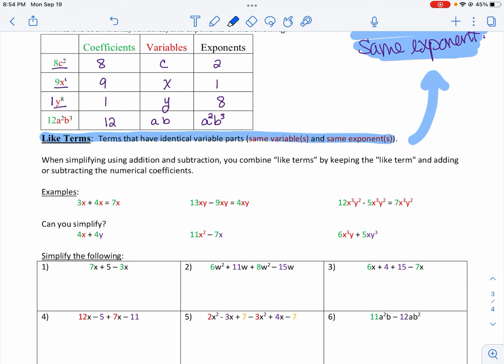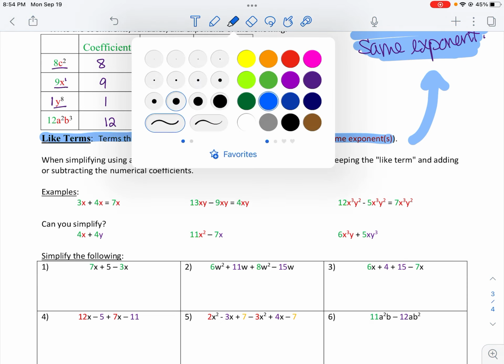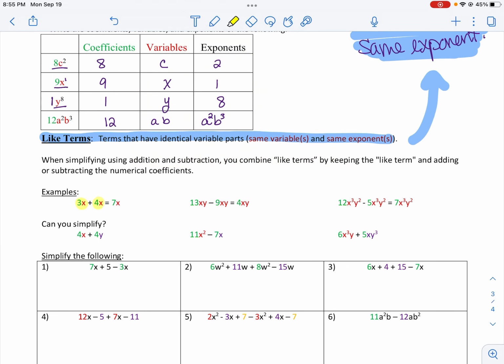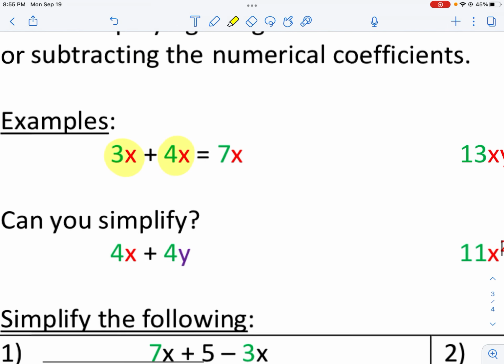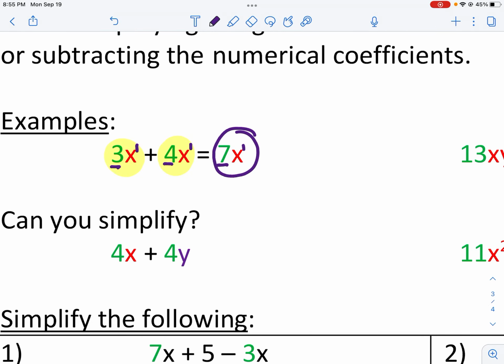So all that means is that the part that is the variable with the power, that's never going to change. The coefficient is what changes. You're adding how many of those things you have, or subtracting. So our first example here says we have 3x plus 4x. If you notice, the variable is the same, and the power on that variable is the same, right? They both have a power of 1. So when I actually combine them, I'm adding the numbers in front, so 3 plus 4, which gives me 7x. So this would be my simplified expression, okay?